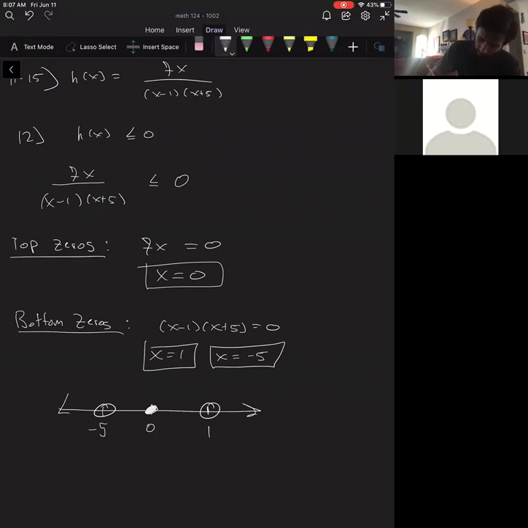So basically we can write that off to the side. Top zeros, we have a closed dot if it's this or this. If it's strict, this or this, then we have an open dot. And bottom zeros are always going to be open. Let's not do that, too many dots.